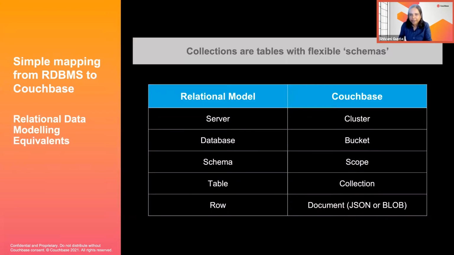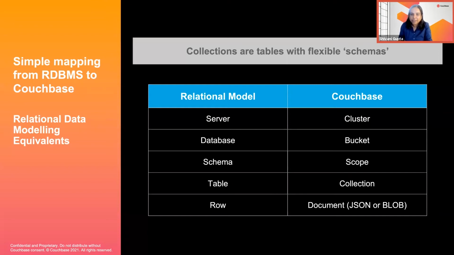So here are the relational data modeling equivalents. A Couchbase cluster is one or more servers, since we are a scale-out distributed architecture. So it's the equivalent of a server in the relational world. In Couchbase, once you create a cluster, you create one or more buckets inside it, just like in a relational database, you would create one or more databases on your server.